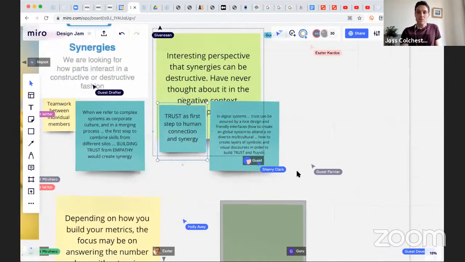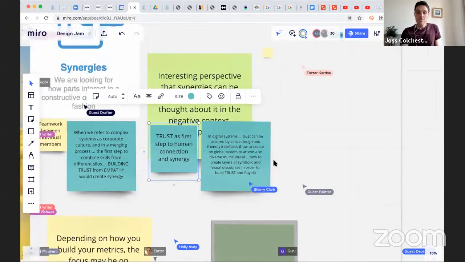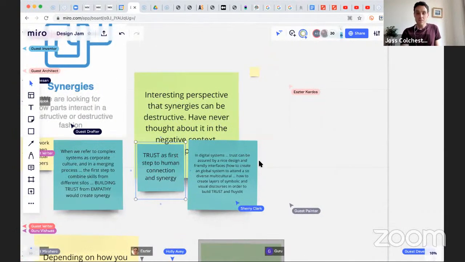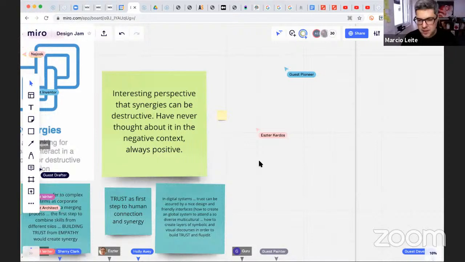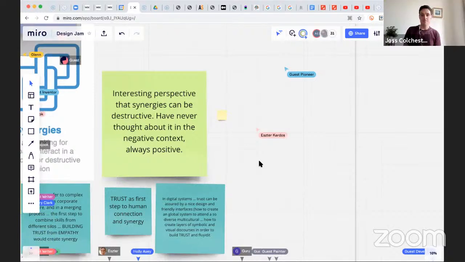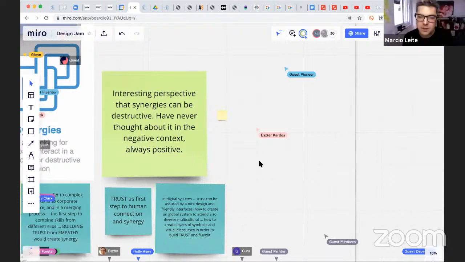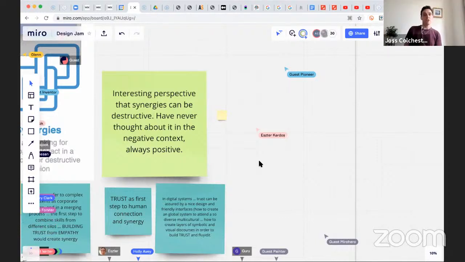So as you mentioned, transport systems in London are quite easy to understand. TfL can design the system, and even if you're Japanese or Brazilian, you can understand it. If you go to a different country, with a more specific language or cultural complexity, it would be quite difficult to take a bus or something, I think. Yep, very true. Interesting perspective that synergies can be destructive. I have never thought about it in the negative context.